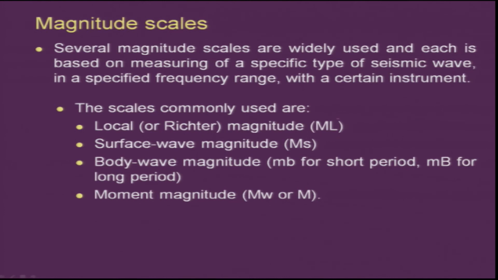which is also termed local magnitude, and is denoted as ML. Then came the surface wave magnitude, which is given as MS, then the body wave magnitude MB, and then you have the moment magnitude MW. This moment magnitude is now the most widely used scale amongst the magnitude scales.